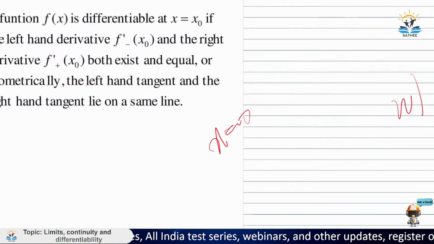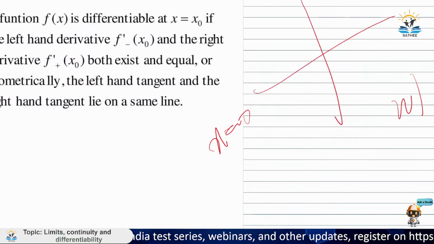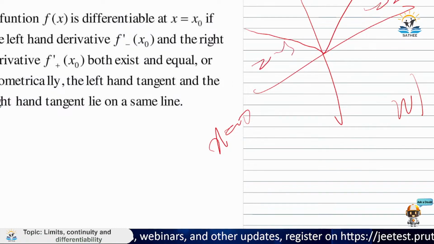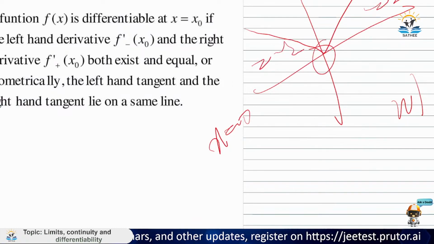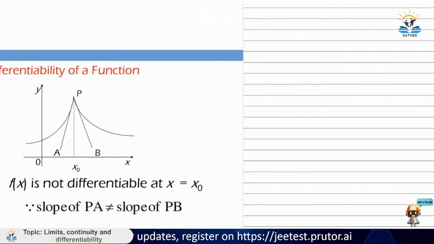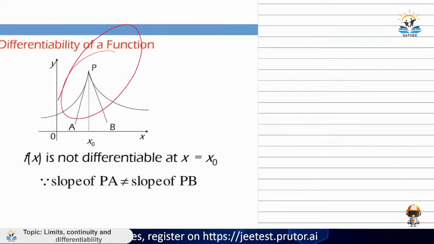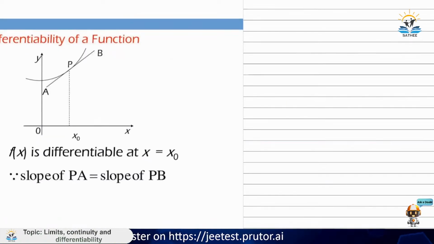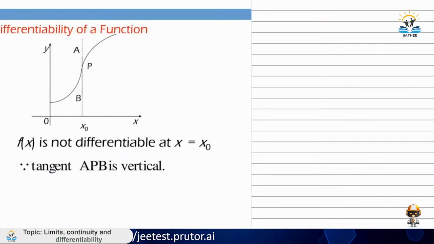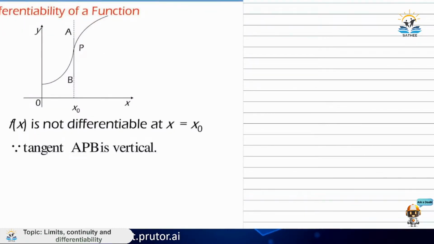So let me erase it and make a fresh graph. It is this, right? Here the slope is 1, here the slope is minus 1. These are not equal at x equals 0, right? So that is why it is not differentiable at x equals 0. For example, here as well, it is not differentiable because the slopes are different. Here the slope is equal, so it is differentiable.